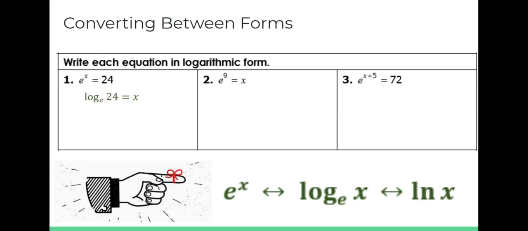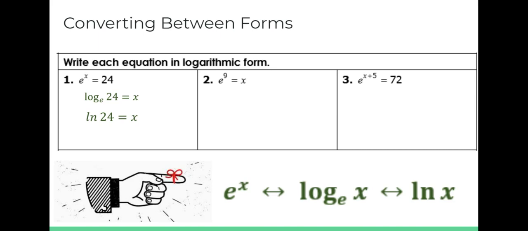So far, nothing has changed. We're not changing anything from how we express exponentials as logarithms. To express log base e of 24 as a natural log, you just replace the log base e with ln. Easy peasy. Number two, we have e to the 9th equals x.